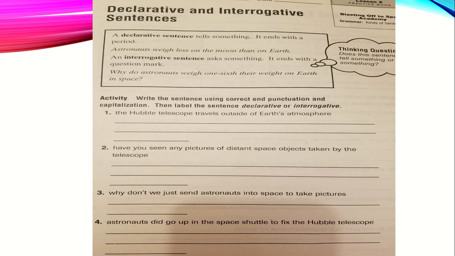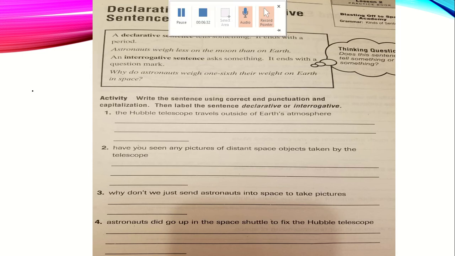Declarative and interrogative. Declaratives tell something, interrogatives ask something. All sentences begin with a capital letter, declaratives end with a period, and interrogatives end with a question mark. Activity. Write the sentence using correct end punctuation and capitalization. That means you use capital letters. Then label the sentence declarative or interrogative. It's one of each kind.